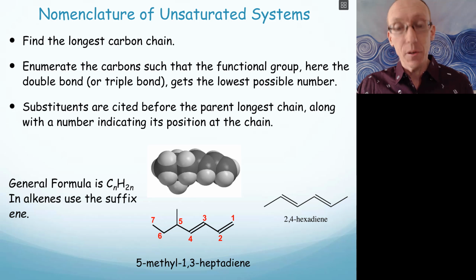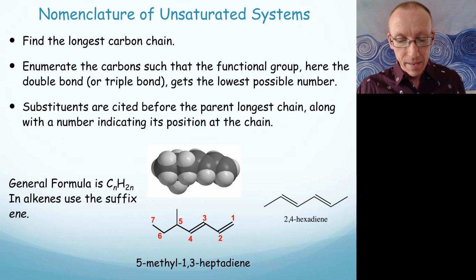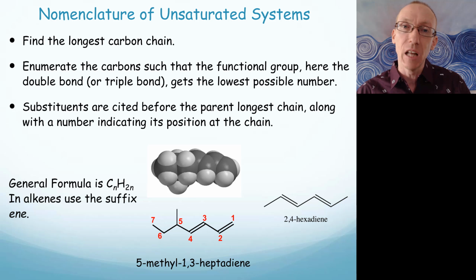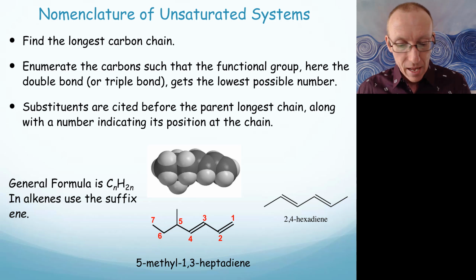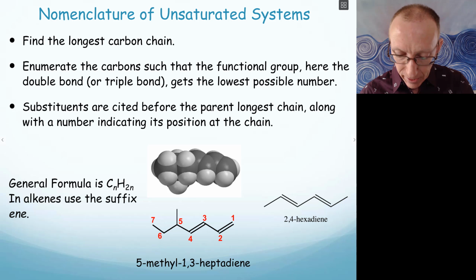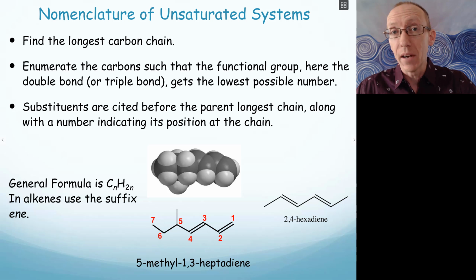Now, a little bit more about the nomenclature of these unsaturated systems. If we want to name these compounds, we find the longest chain first, and we enumerate the carbons so that we include the functional group. In this case, we're talking about the double or the triple bond. And we give it a numbering system so that the double or triple bond gets the lowest possible number. So we start numbering from the end closest to that group. And then we put the substituents on that parent longest chain and number them according to which position on the chain they are. The suffix for an alkene is -ene, and if we have more than one alkene, then we can say di, tri, tetra, and so on.